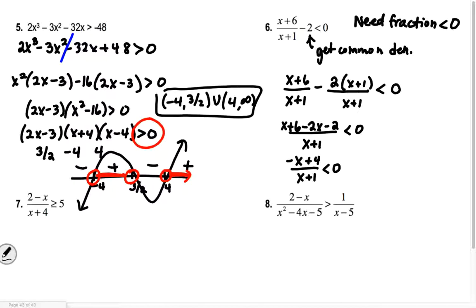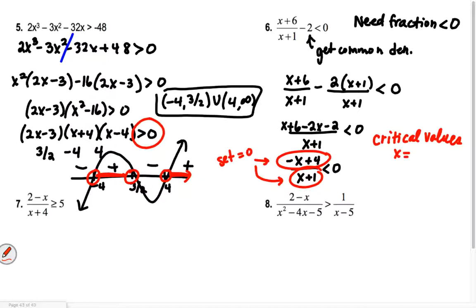And so we get critical numbers from both the numerator and the denominator. So we're going to set both of these equal to 0. So our critical values are what two numbers? 4 and -1. Do we see that? We're then going to put them on the number line like that.